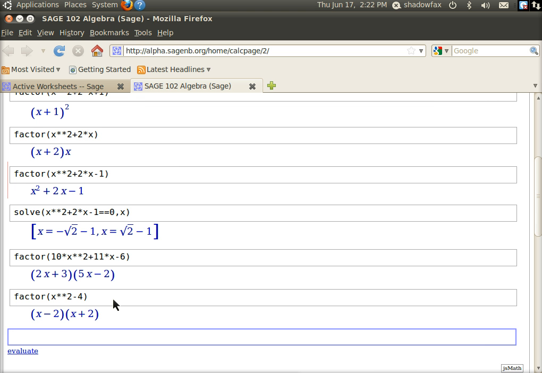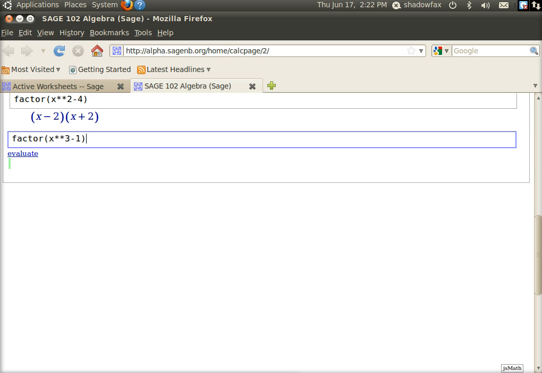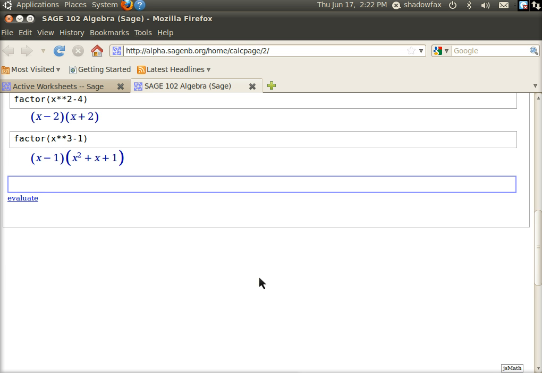What about a difference of two cubes? Factor x cubed minus 1. That's a difference of two cubes, isn't it? Let's bring this up a little bit. And it's evaluating. Isn't it going to be x minus 1 times something? Yeah, there it is.